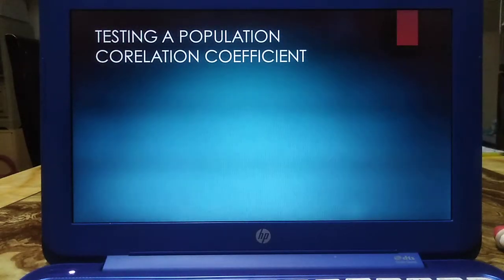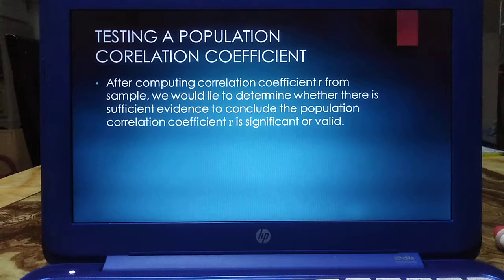So that will be for our correlation coefficient. So now we need to test the population, testing a population correlation coefficient. We need to test whether the correlation coefficient that we have computed is actually accurate or not. After computation of the correlation coefficient from the sample, we would like to determine whether there is sufficient evidence to conclude that the population correlation coefficient R is significant or valid.